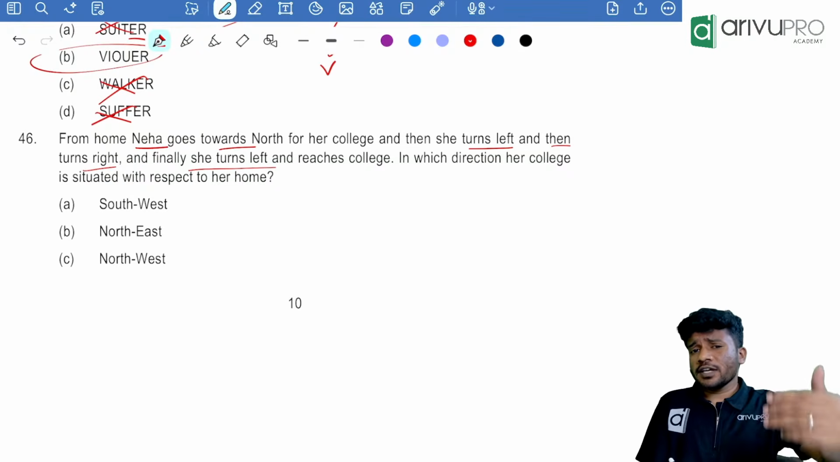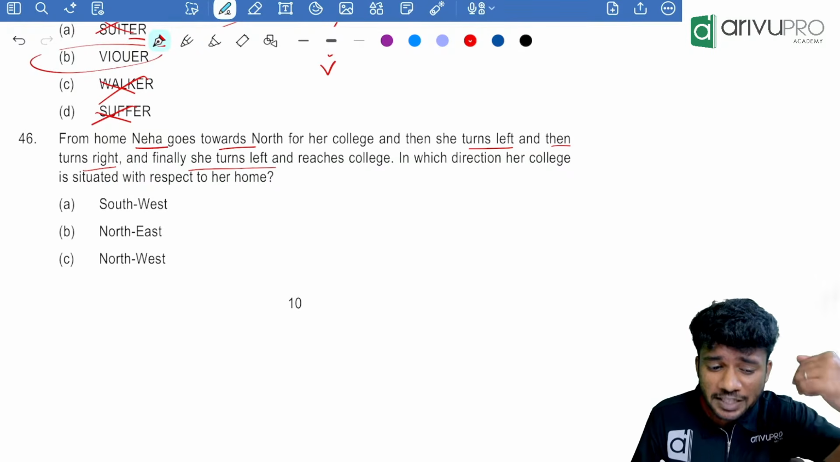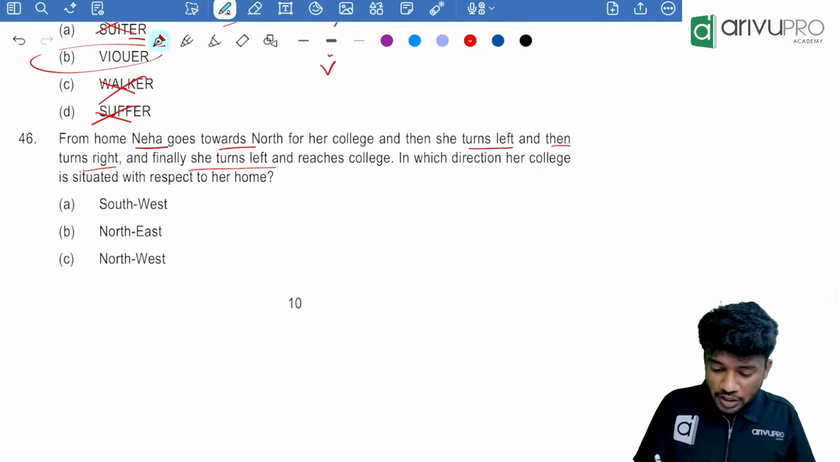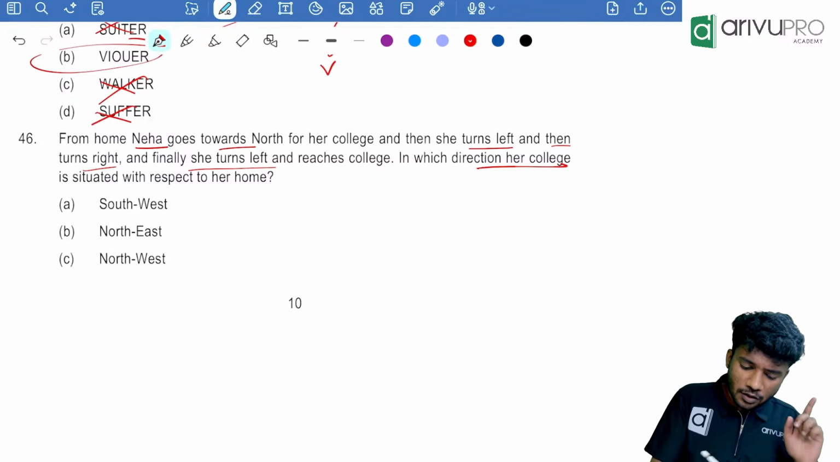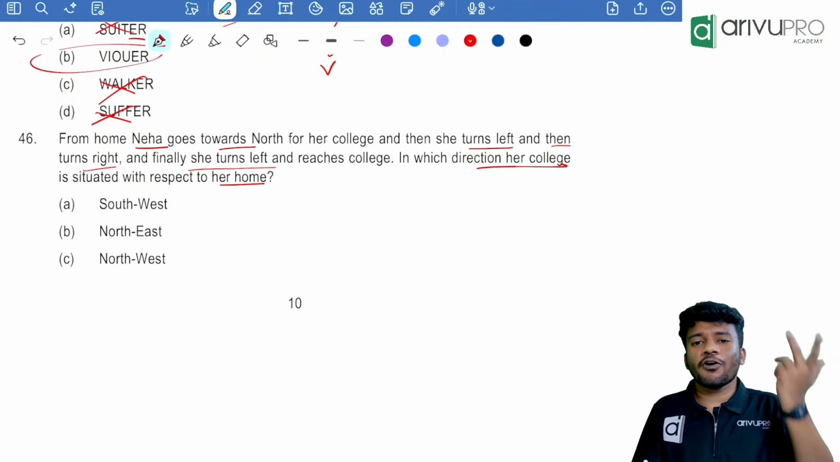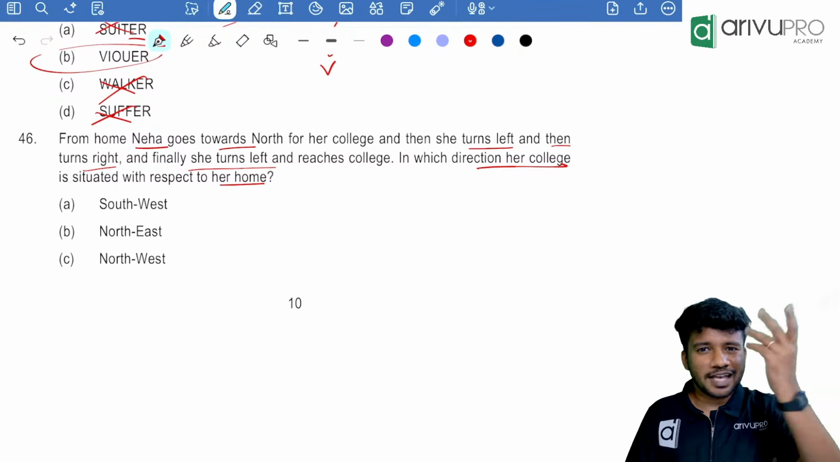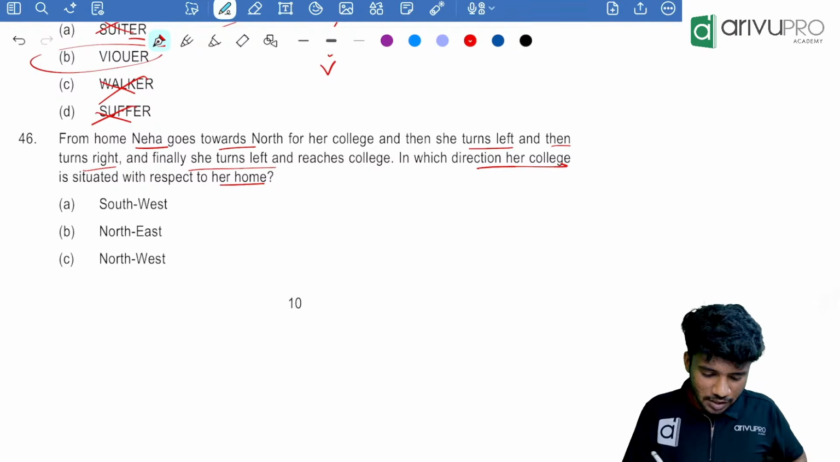And I told you always, people, whenever you get a question based on direction test, always read the last line to understand the type of question. In which direction her college is with respect to her home. That means final direction with respect to initial direction. Okay, that type of question. Final point with respect to initial point question.